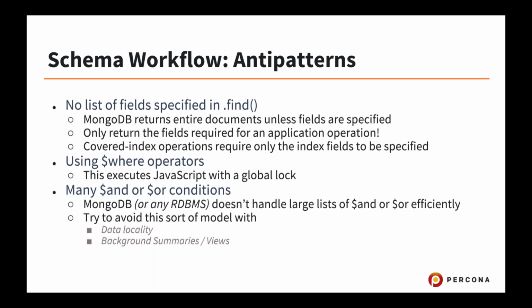Another is many ands and or conditions. So any database isn't good at this, or I shouldn't say any database, a graph database is optimized for this. But MongoDB and most relational databases are not. And what I mean is doing a query and saying where product ID equals a list of 200 product IDs. The database can do it, but it just doesn't really know a great way of doing it. It's just not going to be the fastest thing.